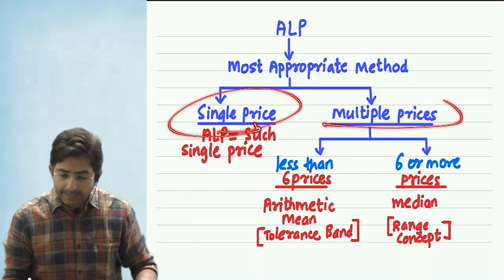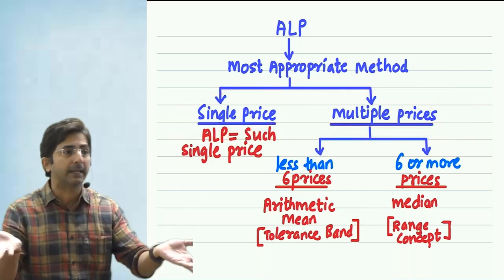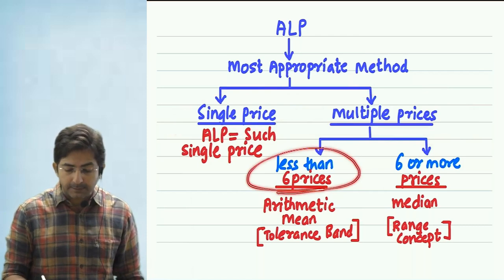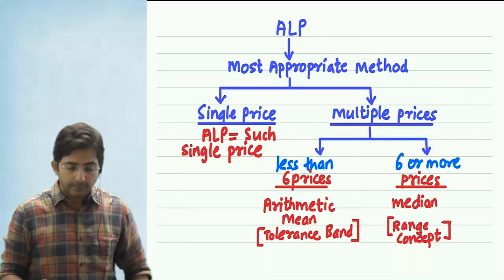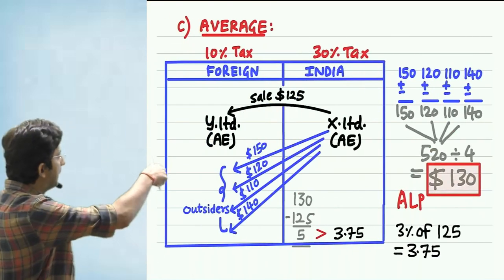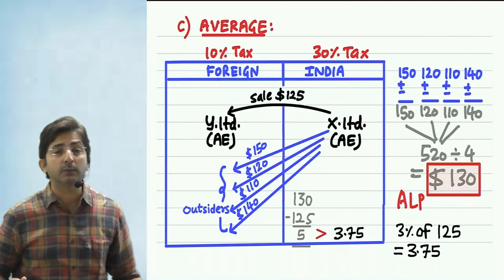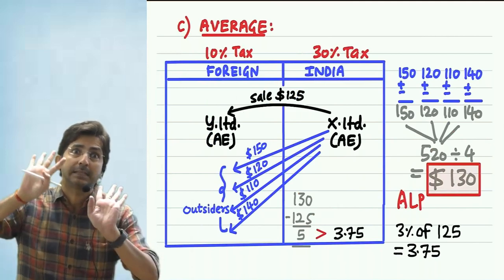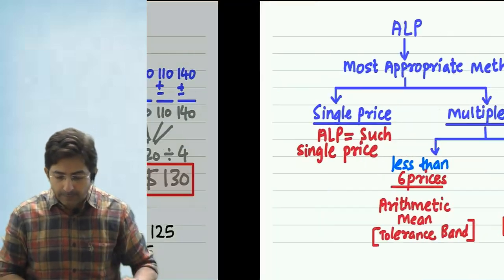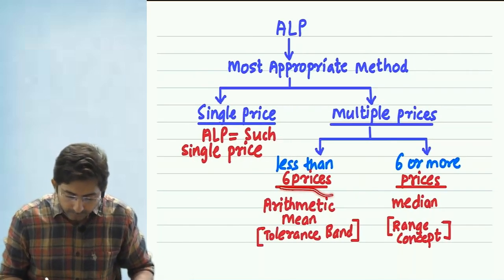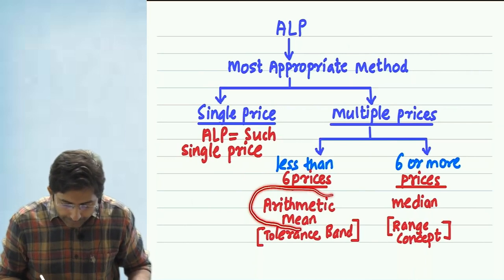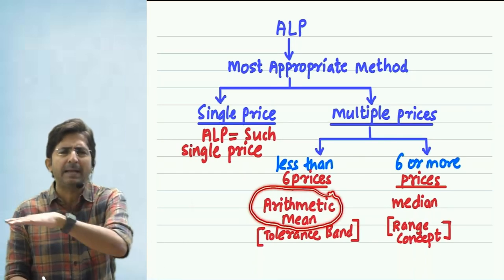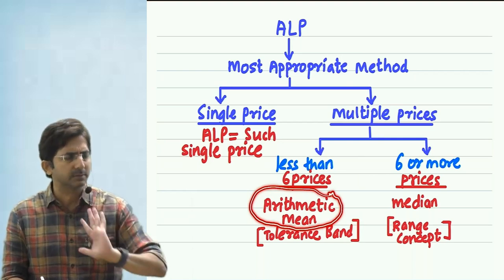Now, even in multiple prices, there are two classifications. Either you get less than 6 prices, or 6 or more. Tell me, in this example, the example which I took, how many varieties were there? 4. So, my mind thought that it was less than 6. That is why I took the arithmetic mean. Arithmetic mean means the simple average. Simply add and divide by the number of items.